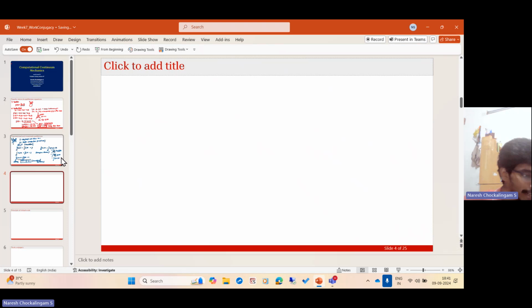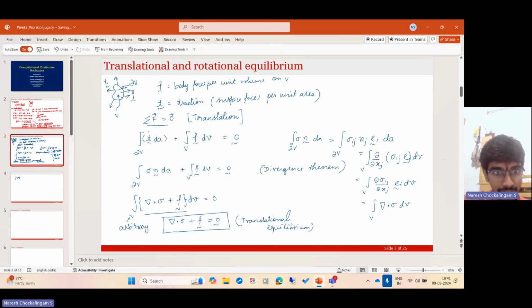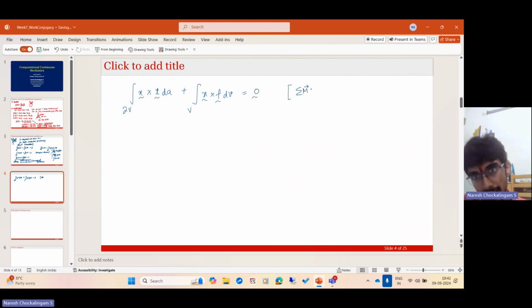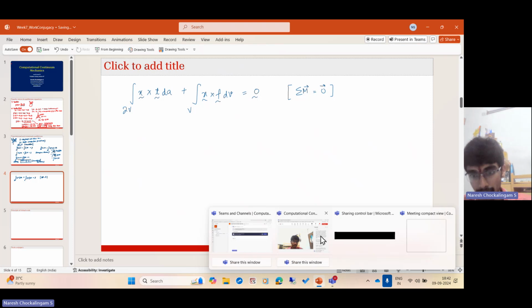You can also look at the equilibrium of moments. So start with taking the moment of these quantities. Over the surface, the force is T dA. Take a moment of it about the origin. So on the surface, x cross T dA, plus on the volume, x cross f dV, should be equal to 0. This is exactly the statement that the vector sum of all moments is equal to 0. So these two are the fundamental governing equations in statics.